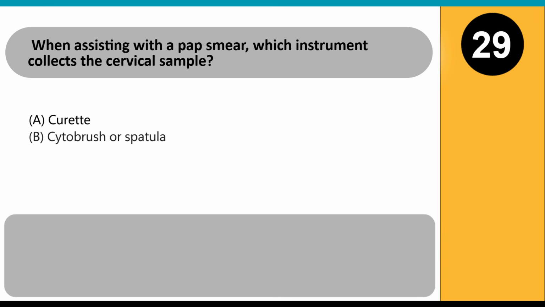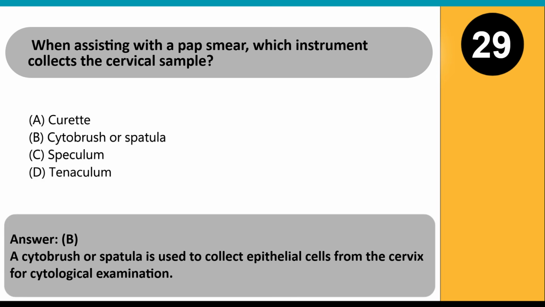When assisting with a Pap smear, which instrument collects the cervical sample? A. Curette. B. Cytobrush or spatula. C. Speculum. D. Tenaculum. Answer, B. A cytobrush or spatula is used to collect epithelial cells from the cervix for cytological examination.